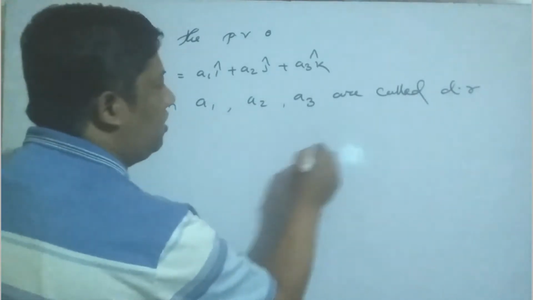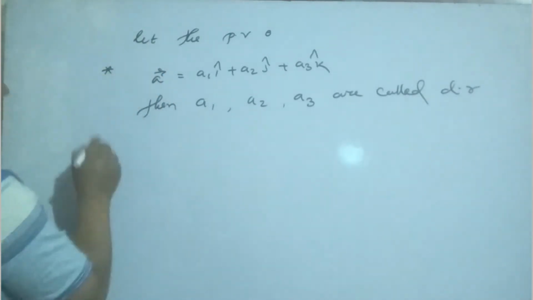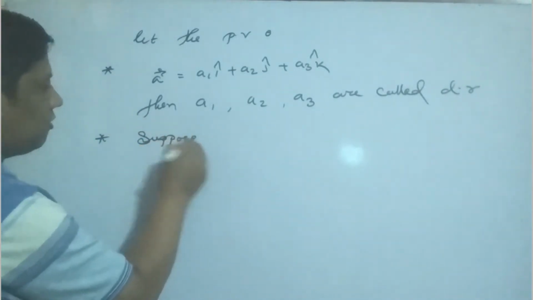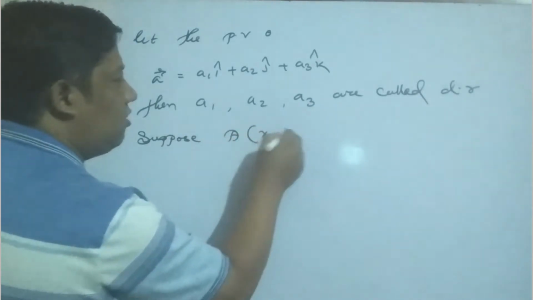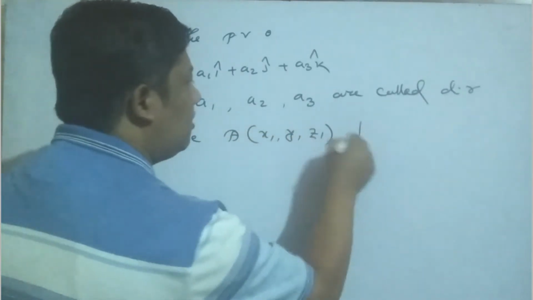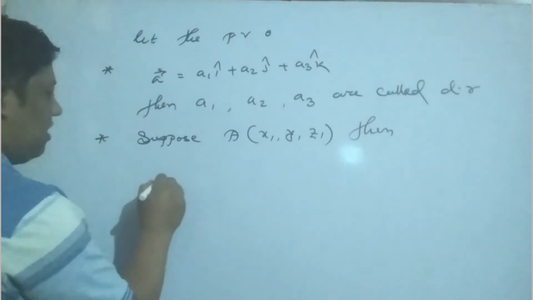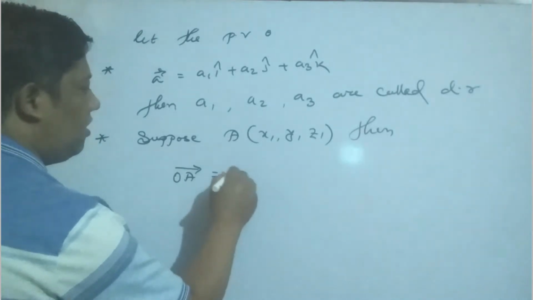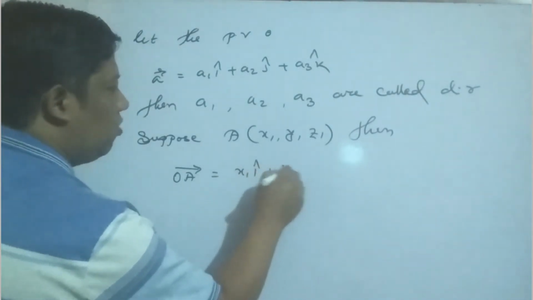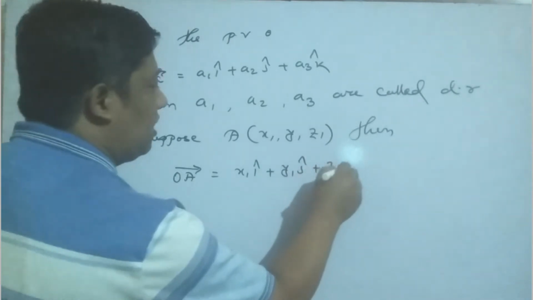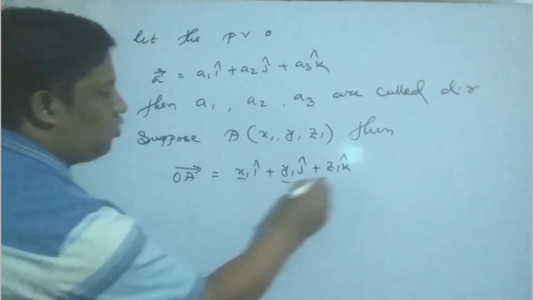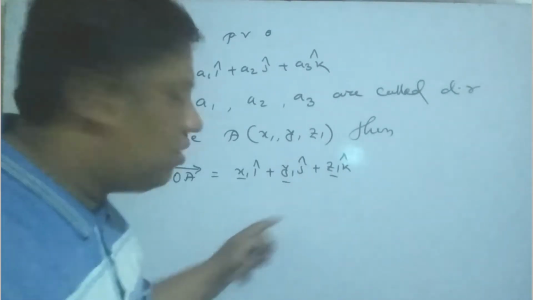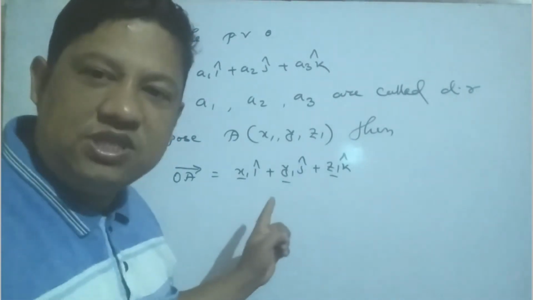Suppose you have given a point. Next, second, suppose A is the point x1, y1 and z1. Then suppose OA vector is represented by x1i, y1j and z1k. These numbers x1, y1 and z1 are called the direction ratio. So I think you understand what is the direction ratio.